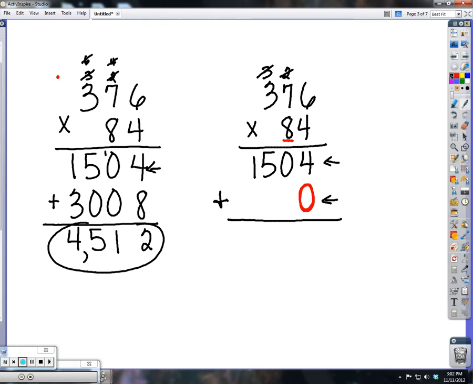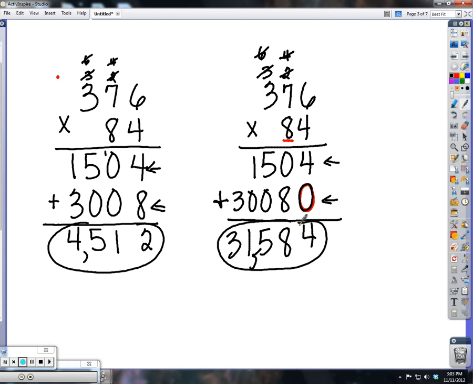8 times 6 is 48. Put down my 8, carry my 4. 8 times 7 is 56, plus 4 is 60. Put down my 0, carry my 6. 8 times 3 is 24, plus 6 is 30. And sure enough, by comparing the two, this is where I missed it. I did not put my value giver or my placeholder. So now we add 4, 8, 5, 1, 3, 31,584. And if you remember a moment ago, in my rough estimate, my answer should have been approximately 32,000.